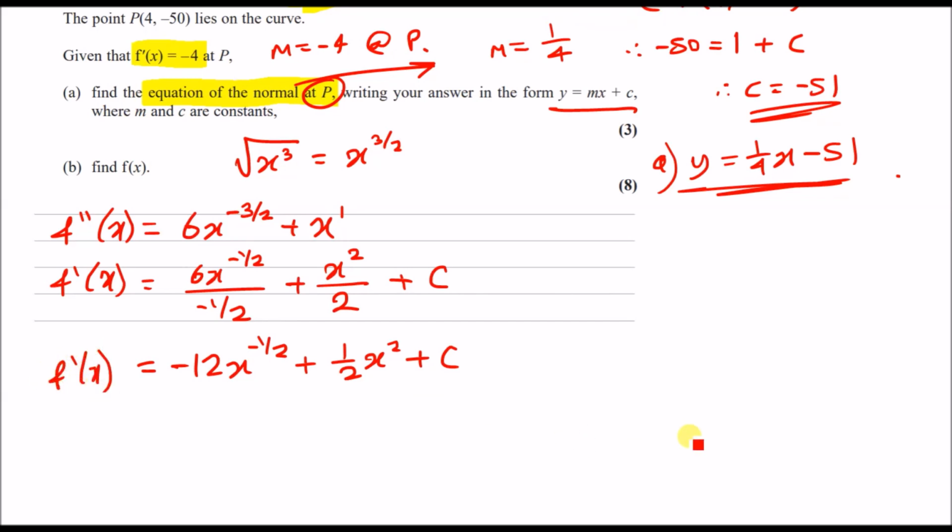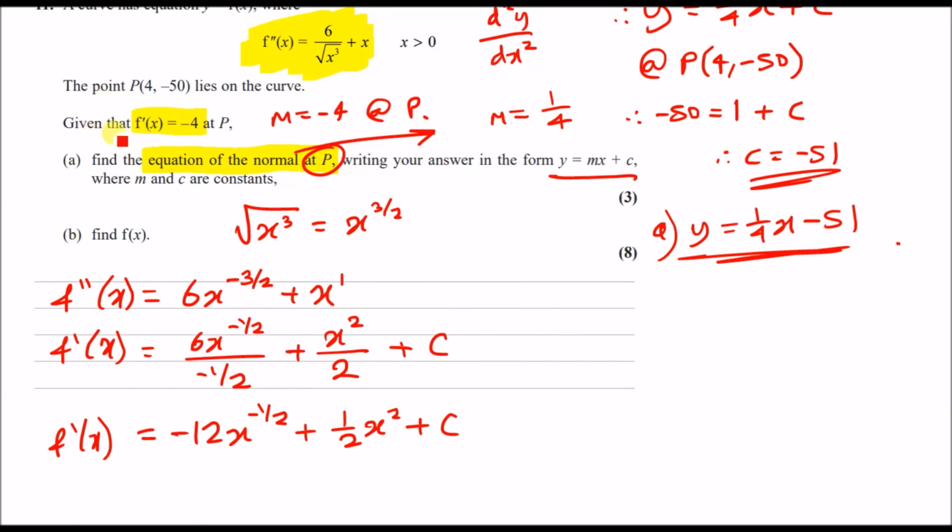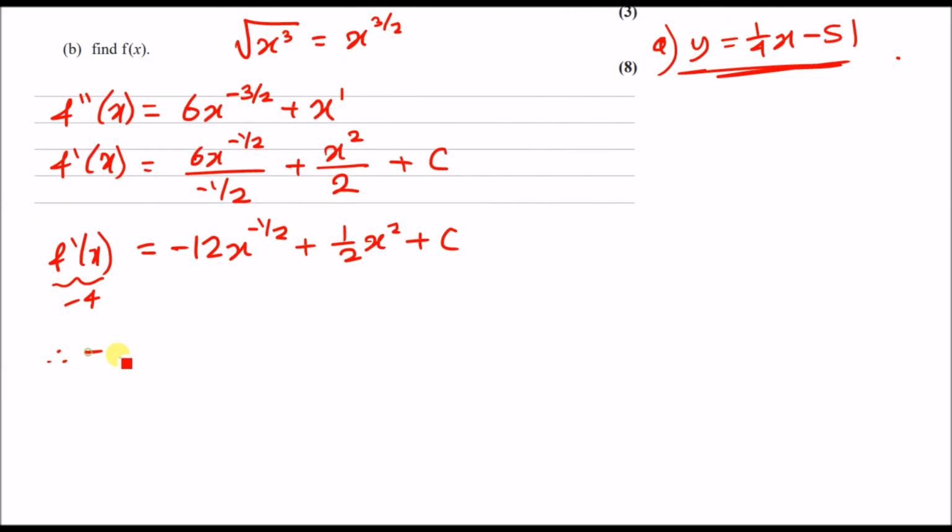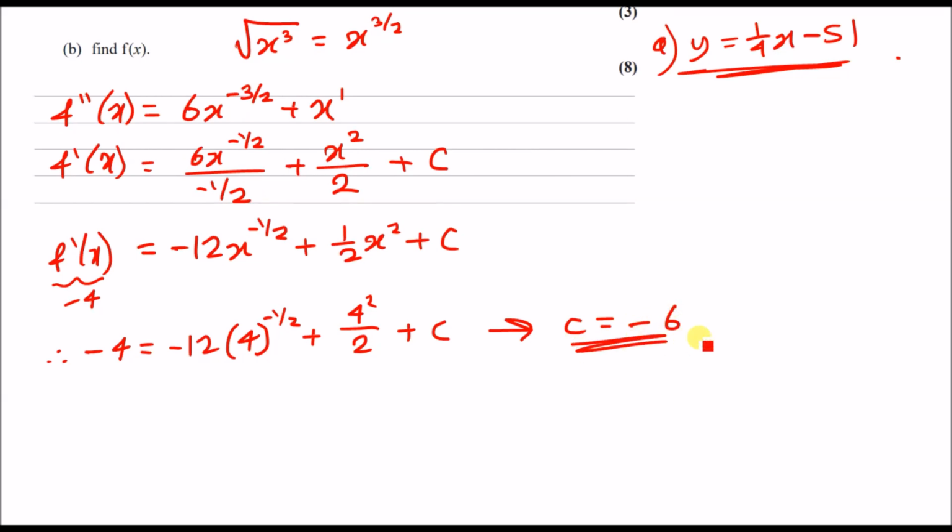Now we have some information to get c, yeah? In the beginning, it tells us that given that f prime x equals minus 4 at p, in other words, when this part is minus 4, we know at p x is 4. So replace that in. We can say therefore minus 4 equals minus 12 times 4 to the power negative half plus, you know, I actually don't like that form. So it'll be 4 squared over 2 plus c. Again, you just have to make c the subject here. Go work all this out and then just rearrange it. And when you do that, c here becomes minus 6. Okay, that's not too bad.